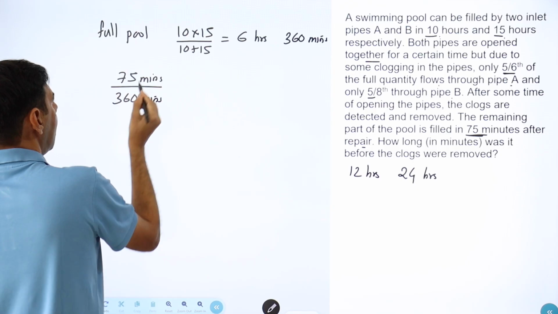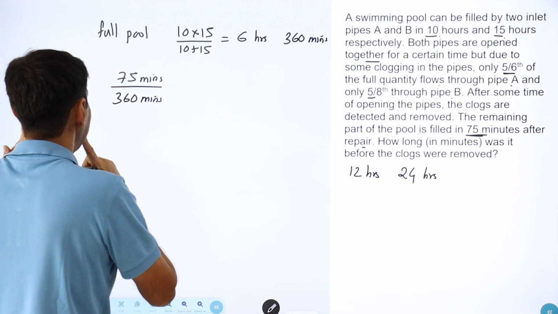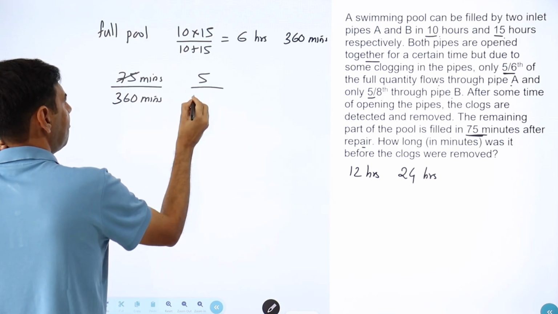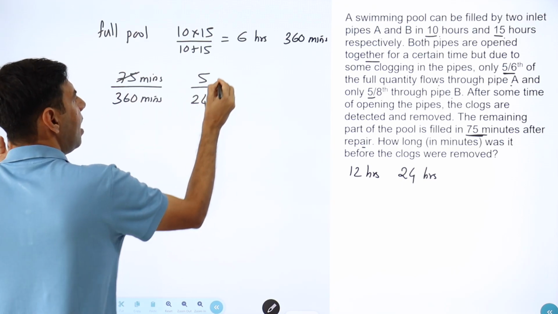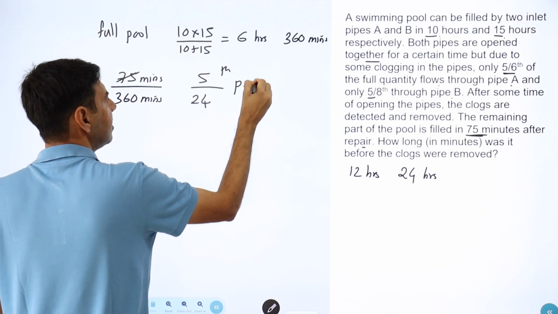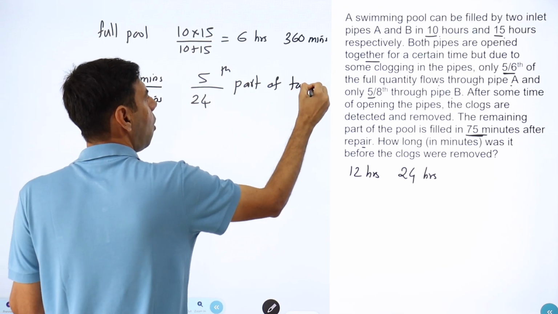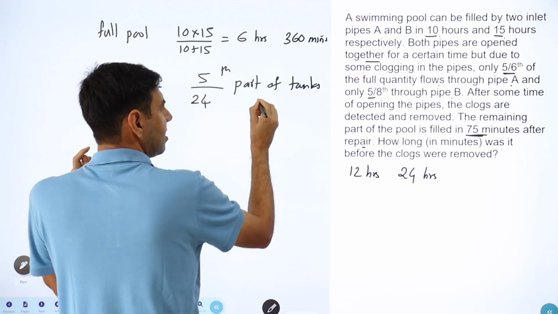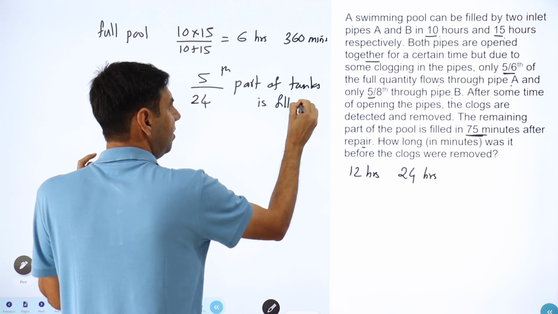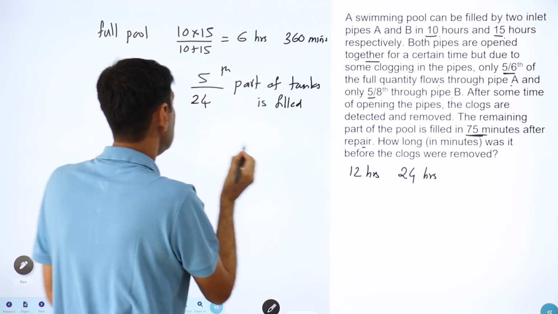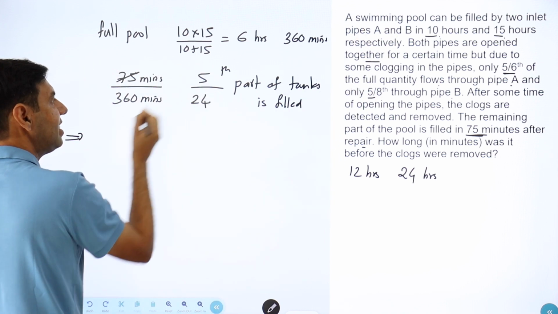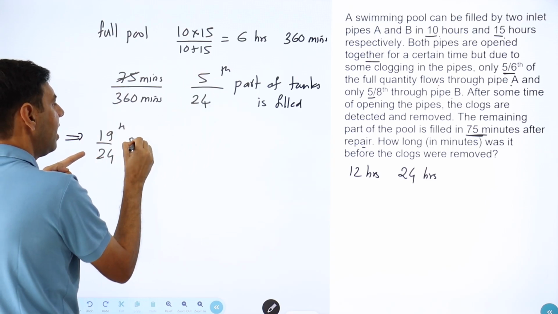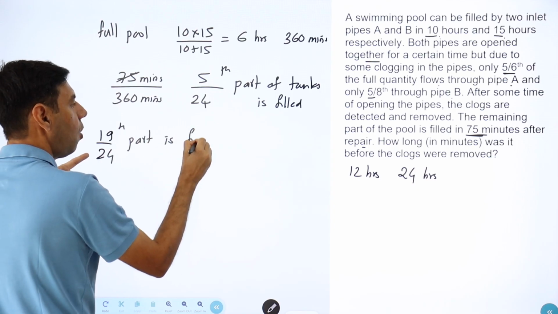So what will cancel? 15 will cancel it. Yes, I guess 15 will cancel it. 15 5s are 75, 15 2s are 30, 24. This much part of the tank is filled when the clogs are removed. Okay, this much part of the tank is filled, right? So with the A and B working at their full capacity. So what this also means is the rest of the time, what is it? 19 by 24th part is filled when they were clogged.